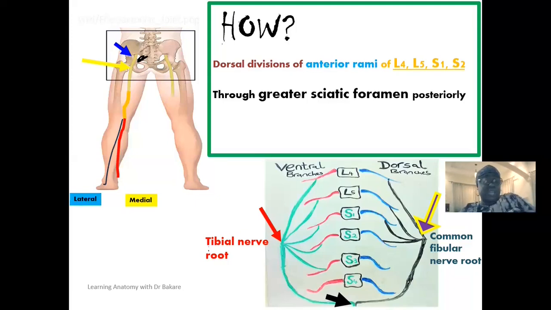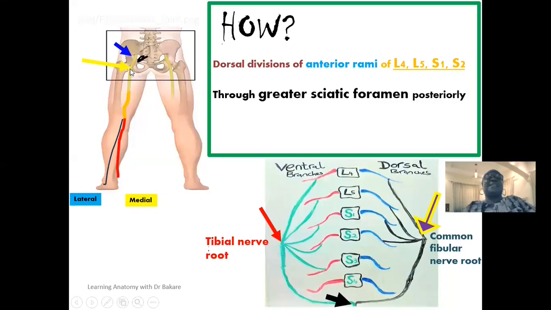And after its formation, it needs to exit the pelvic cavity. And it does that through the greater sciatic foramen. And through this foramen, you now see it being able to access the posterior region of the lower limb. And this is what is seen to be highlighted at this point.